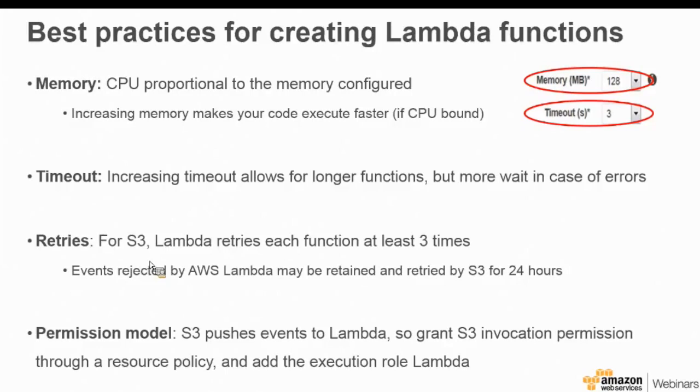Increasing timeouts allows for longer functions to run, but that also means that if there's an error condition or a race condition, you have to wait longer for your function to go through. Lambda retries each function 3 times if it doesn't succeed the first time. So it tries each function 3 times before giving up and saying I can no longer process this object. By the way, events rejected by Lambda are often retried and retained by S3, and S3 will keep retrying for 24 hours for the same object, for the event notification to go through.